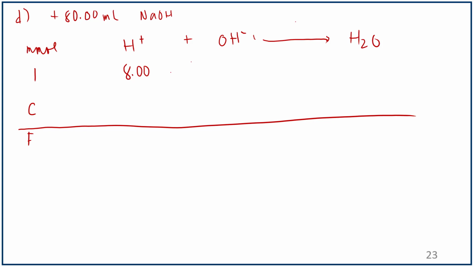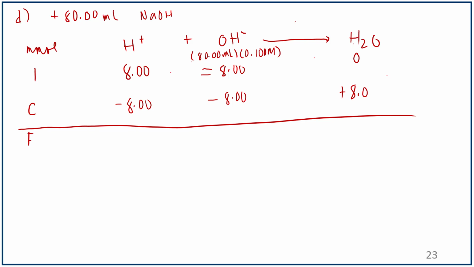And then this one should be 80.00 ml times 0.100 molar. There should be 0. And this one should be equal to 8.00 as well. The change should be minus 8.00. I mean, both of them will be fully consumed by each other. And we're actually left with no H plus and no OH minus. But we don't care about water.